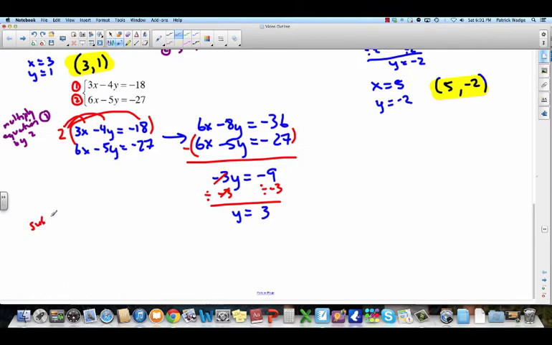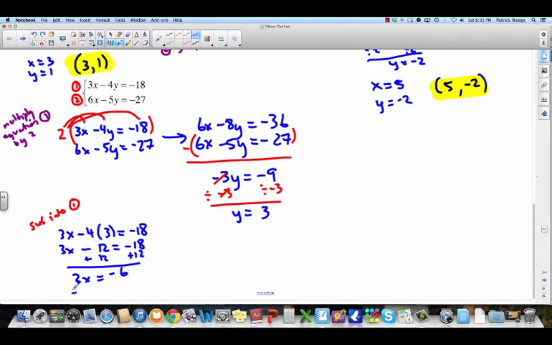Why don't we sub this 3 into, it doesn't matter which one, the first one I guess. So if we do that, you end up with 3x, take away 4 times y, which is 3, equals negative 18. 3x take away 12 equals negative 18. Now we need to add 12 to both sides. So 3x equals negative 6, and then divide by 3, we get x equals negative 2.